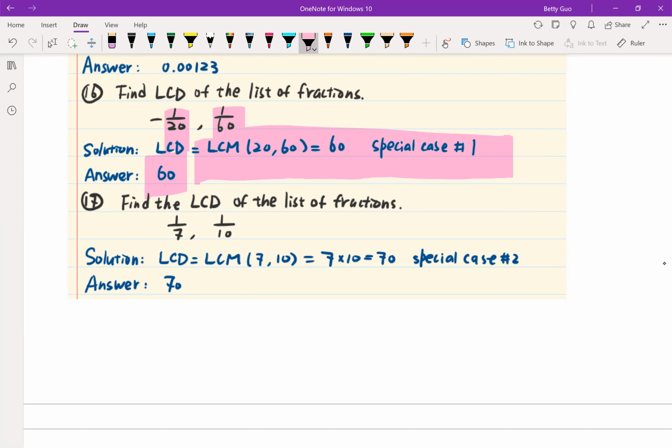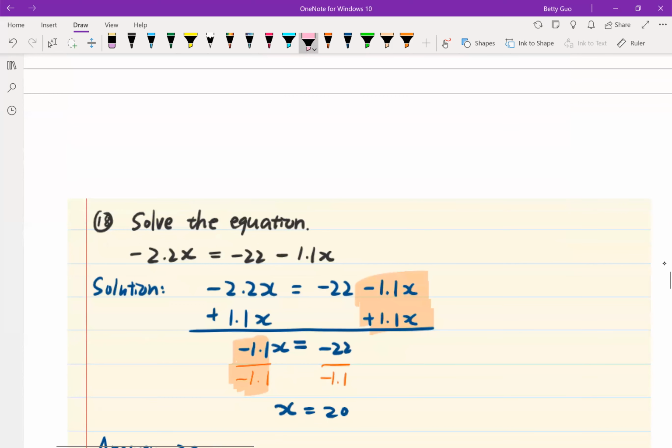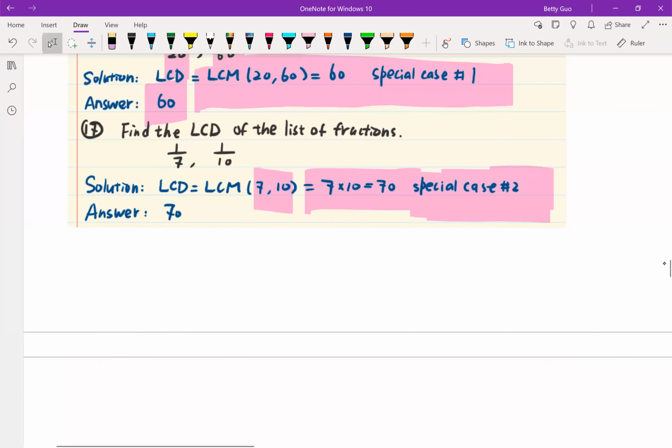Number 17, find the least common denominator of the fractions. The two fractions are 7 and 10. Least common denominator is the least common multiple of the two denominators. Since the two numbers are mutually prime, special case number 2, the least common multiple is their product. 7 times 10 gives you 70. This time is better because on test 2 you are allowed to use a calculator. Hope you can do this better.